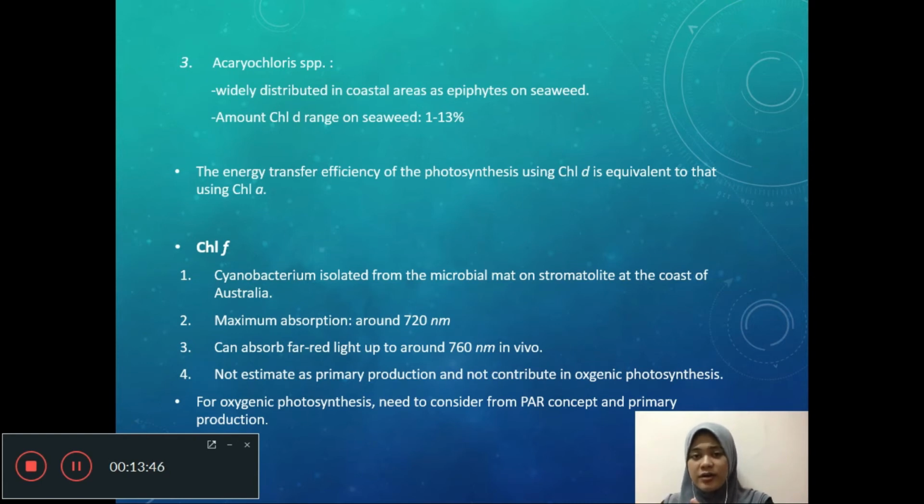Chlorophyll F was not taken as a primary producer in marine environments. These findings on far-red utilization for oxygenic photosynthesis require reconsideration of the PAR concept and primary production in marine environments.